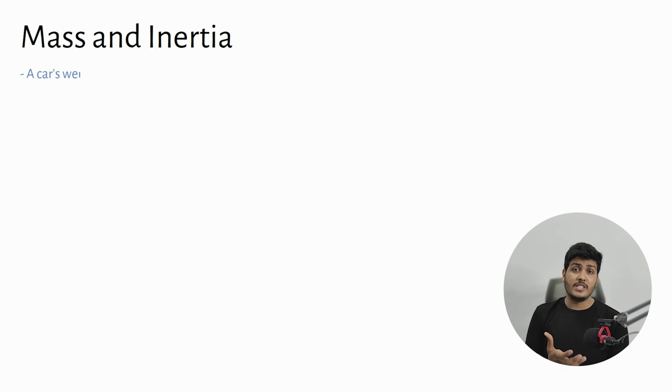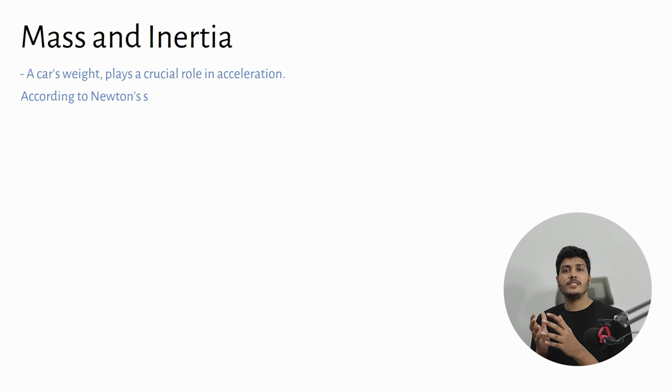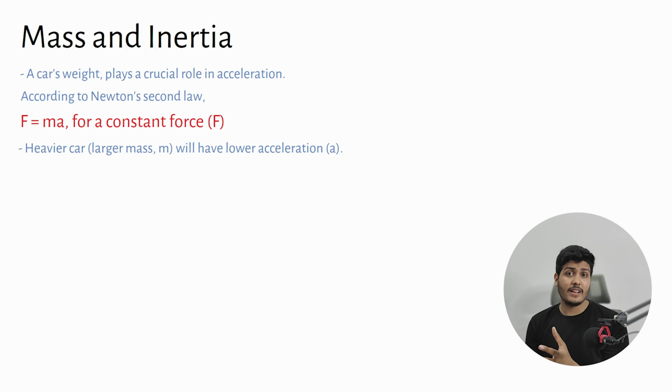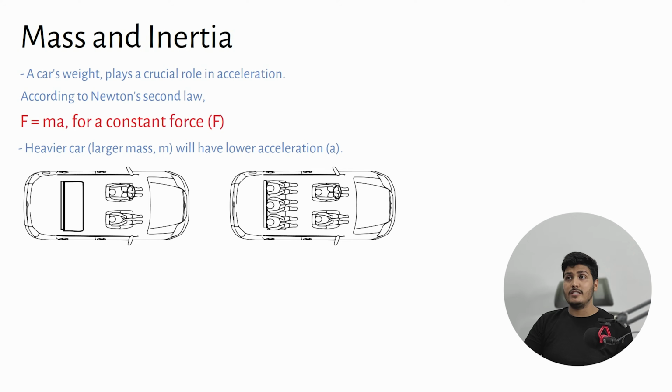A car's weight, which is essentially the mass, plays a crucial role in acceleration. Now, according to Newton's second law, F equals ma, for a constant force F, a heavier car will have a lower acceleration. This makes sense because the engine needs to overcome more inertia in order to get the heavier car moving quickly. Let's take a simple example. Here we have two 5-seater cars. The first car has 2 people and the second car has 5 people. So the mass of the first vehicle is 900 kg and the second vehicle is 1100 kg.